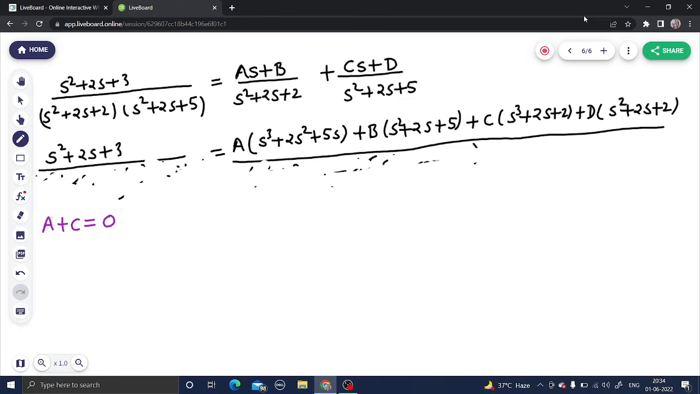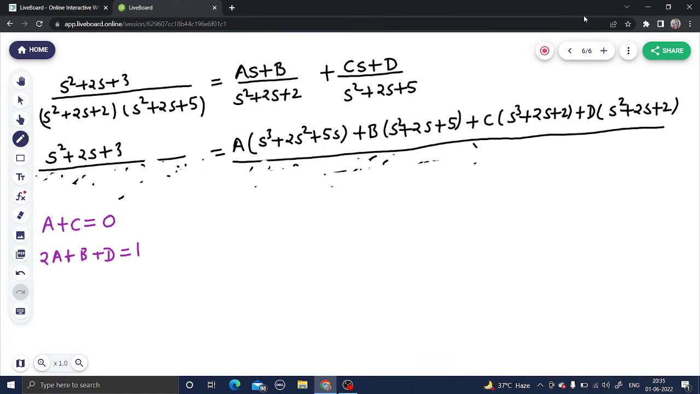Now if we look at the next one, it is s square. So let's compare the coefficient of s square. In LHS it is 1, in RHS it is 2A plus B plus D. So 2A plus B plus D, 2A from here and B from here and D from the third bracket, and that is equal to 1.